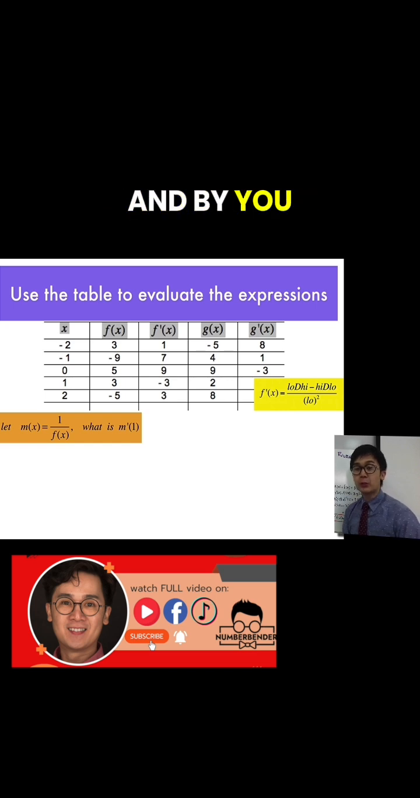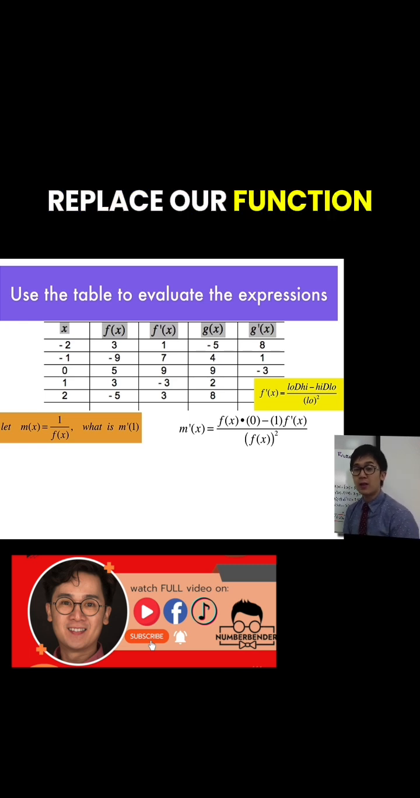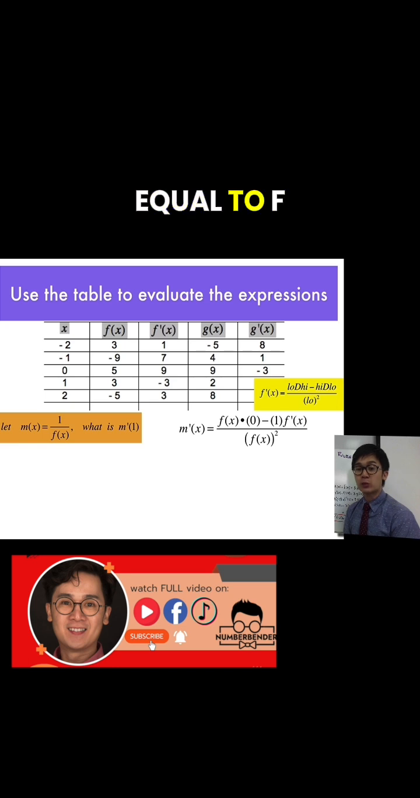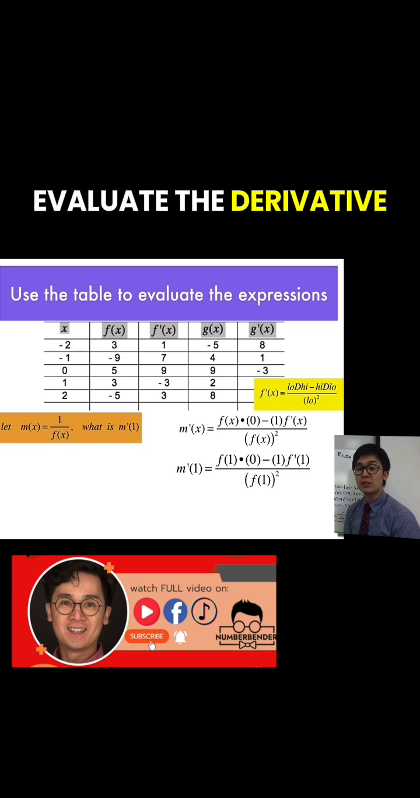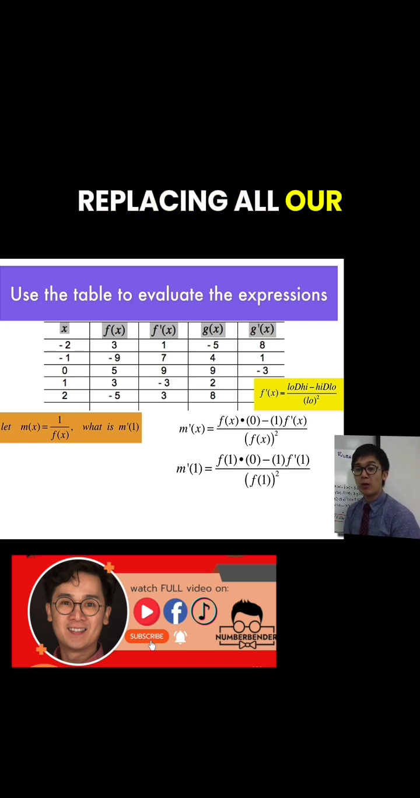And by using that derivative rule, we can now replace our function by m prime of x equal to f of x times the derivative of the top, which is 0, minus high, which is 1, times the derivative of the bottom, which is f prime of x, all over f of x squared. Now, we can evaluate the derivative at 1 by replacing all our x's by 1. So we have f of 1 times 0 minus 1 times f prime of 1 all over f of 1 squared.